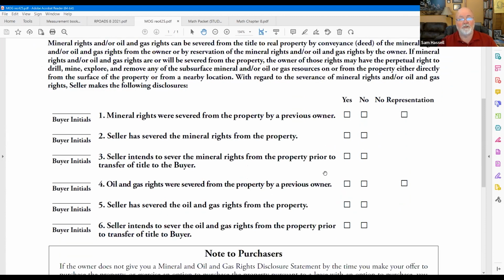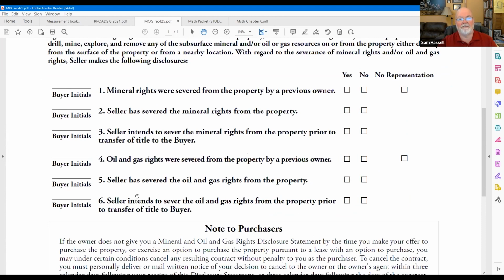However, notice what numbers 2 and 3 and numbers 5 and 6 don't have. They do not have the ability to say no representation. So if the seller has severed the mineral rights from the property, he has to say yes or no, okay? They have to tell you if they've done that already, or if they intend to sever the mineral rights from the property, right? Yes or no. You can't say no representation. You have to tell the buyer what they're buying, right?